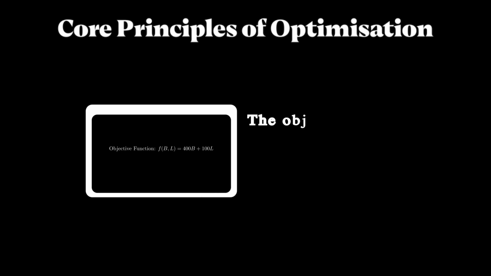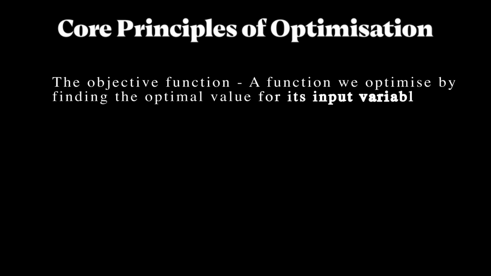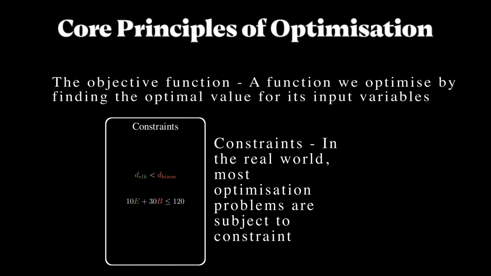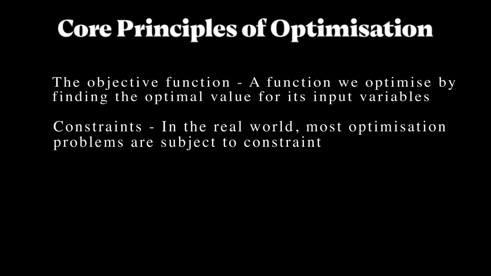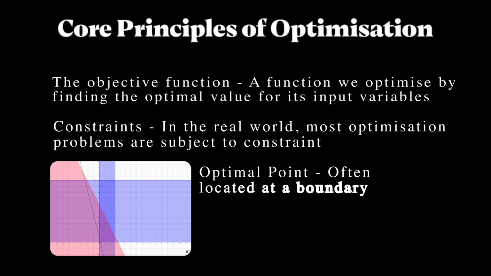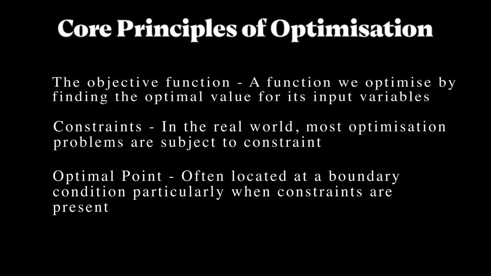Through this example, we can understand a few core principles of optimization. First, the objective function is a relationship we are trying to optimize. Secondly, in real-world scenarios, these objectives are often subject to constraints. And lastly, when dealing with constraints particularly, the optimal point does not have to be a vertex of a curve, and can instead be satisfied by a boundary condition.